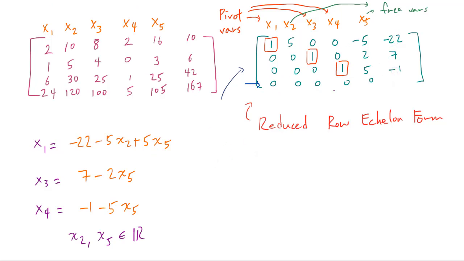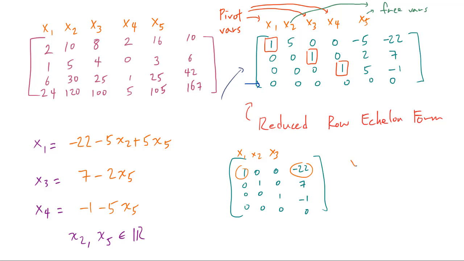And if our reduced row echelon form looked like this, such that every variable is a pivot variable, so here x1, x2, and x3 are all pivots, then we have exactly one solution. So here we have x1 is equal to minus 22, x2 is equal to 7, and x3 is equal to minus 1. So depending on reduced row echelon form, it's also possible for us to have exactly one solution, and it's also possible for us to have no solutions.